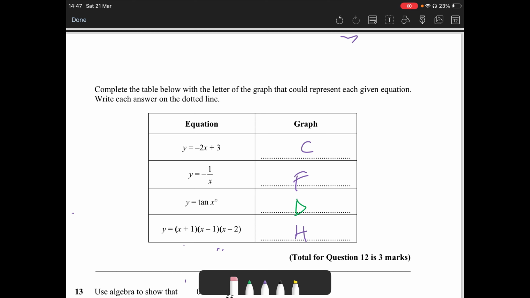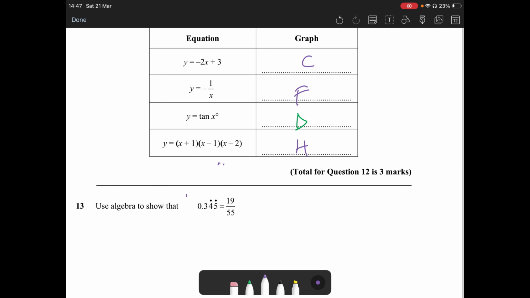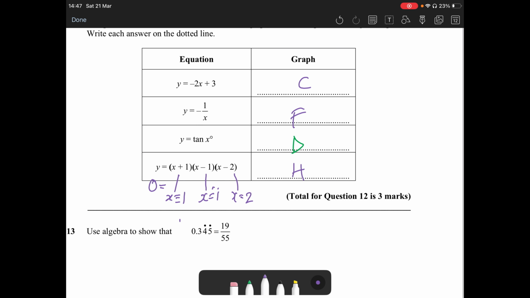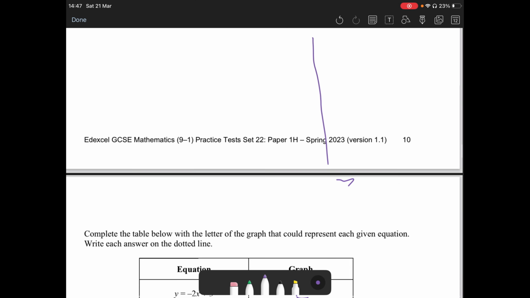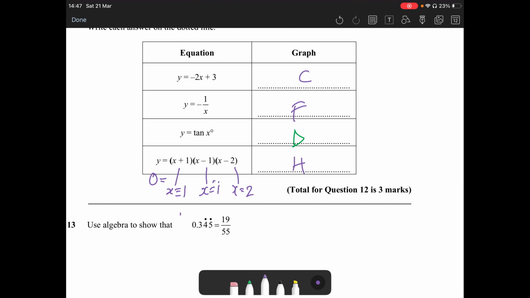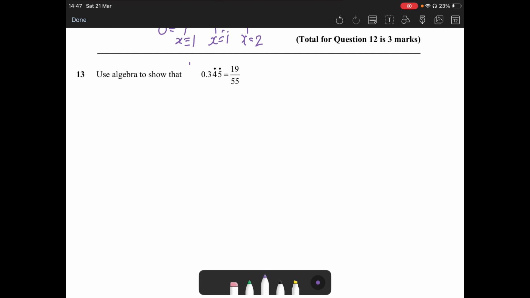Another way, I want to know how many of you thought about this, but you could say, well, when is y 0? When does it cross my x-axis? Well, it crosses when x is -1, +1, and +2. So which of these graphs crosses your x-axis at -1, +1 and 2? Well, look, clearly it's this one, isn't it? So there were 2 ways you could have got that, but yeah, the correct order is CFDH. It would blow my mind if I got this wrong, but yeah, CFDH is the mark scheme.